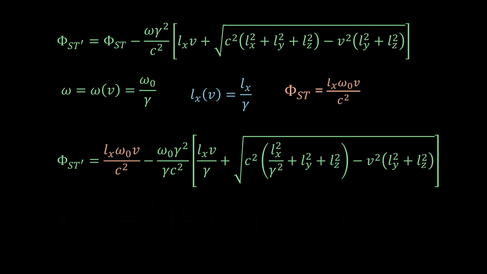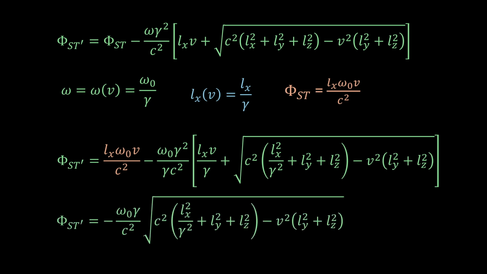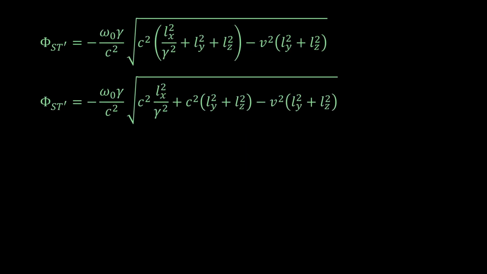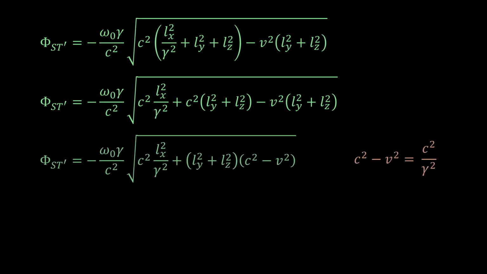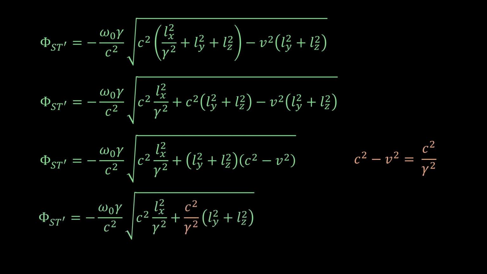Making the appropriate substitutions, we get the brown expression for phi st, which we can put into the general equation. When we remove the square brackets, we note that the first 2 terms cancel, leaving the equation at the bottom of this slide. We can reorganise the bit inside the square root by first separating the term in Lx from that in Ly and Lz, and then refactorising the latter in terms of c squared minus v squared, remembering that we have already found this in the brown equation, which gives us this.